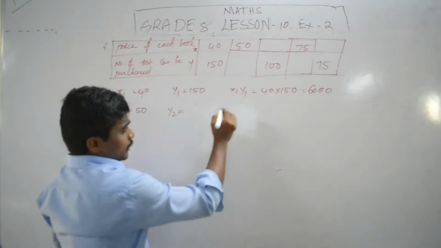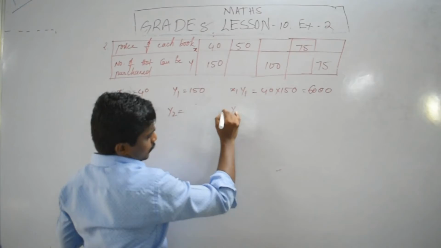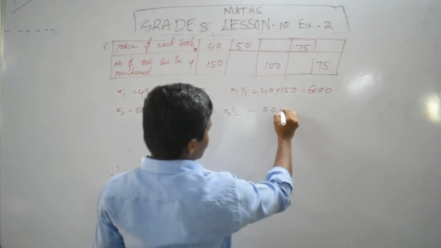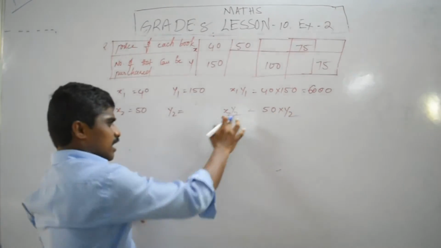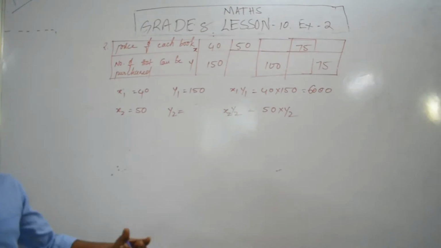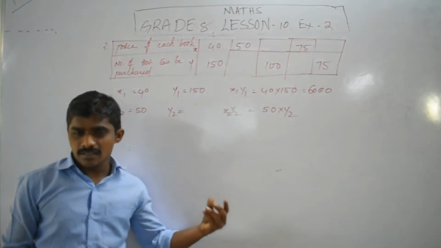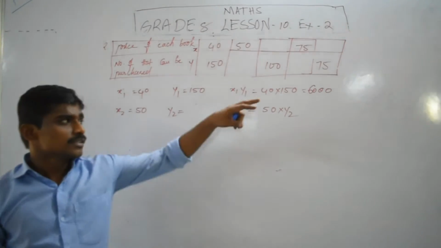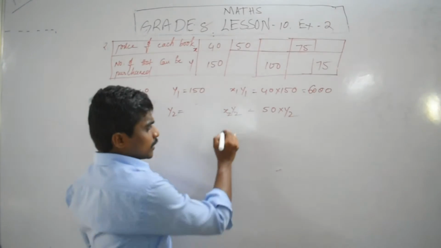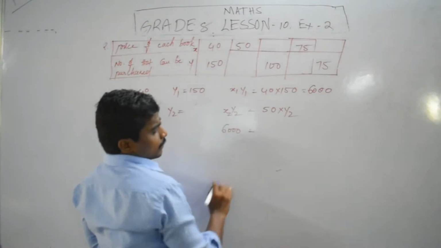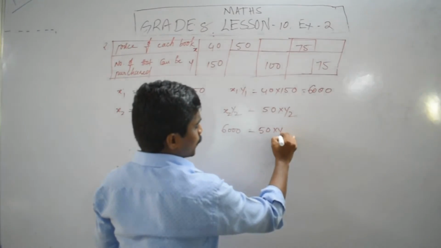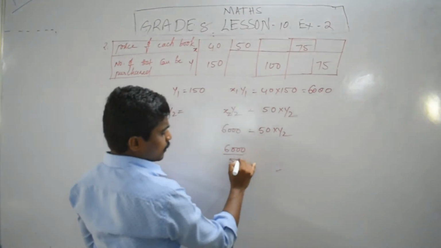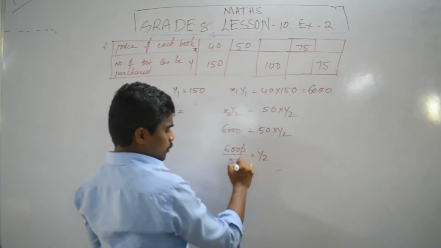So x2 y2 equal to 50 cross out to y2. Here actually x2 y2 is equal to how much? Like that is inverse proportional we have said. So that is how much we got? 6,000 rupees. So here 6,000 equal to 50 cross out to y2. 50 moving this side, 6,000 by 50 y2. 0, 0 cancel.